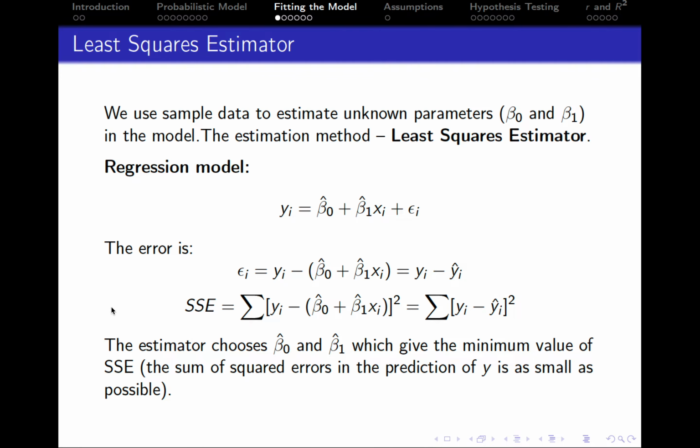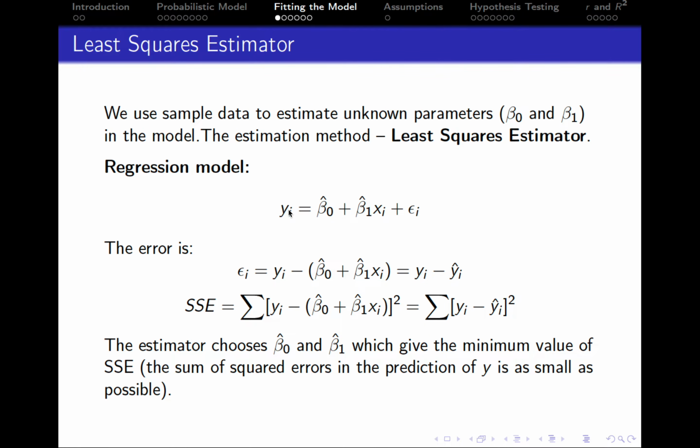And now I will show you how we can estimate the model using the sample data at hand. To do that, we will use the least squares estimator, and the regression model that we will be estimating will look in the following way.